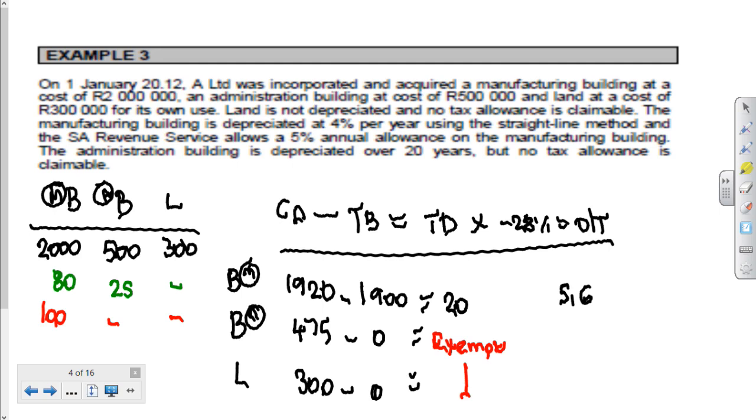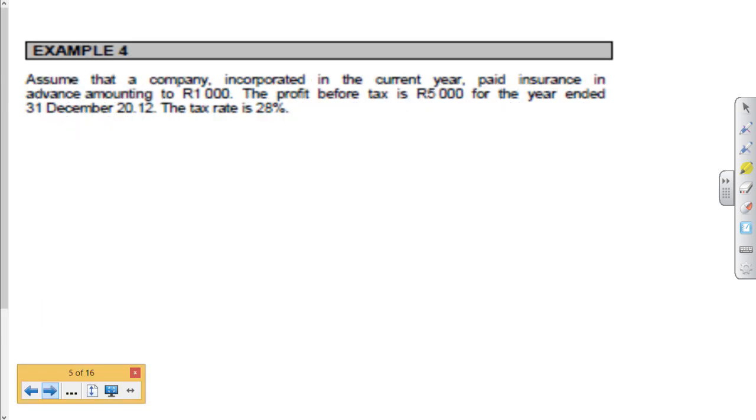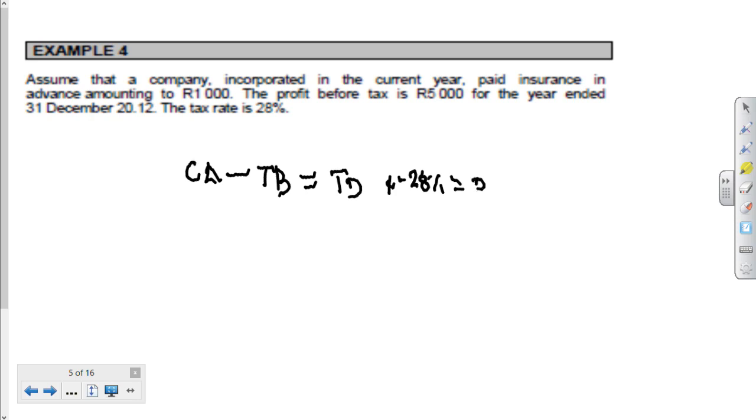The next thing we have is example 4, which is again an asset. It's a prepayment, an asset which is a prepayment. Assume that the company paid insurance in advance of 1,000 rand, a prepayment. Let's do a quick tax or deferred tax calc. Carrying amount minus tax base is temporary difference times minus 28% is deferred tax.